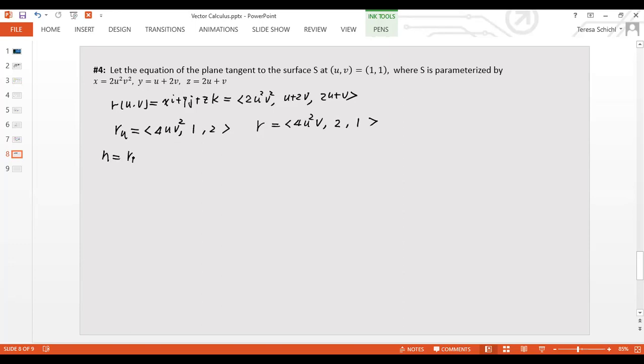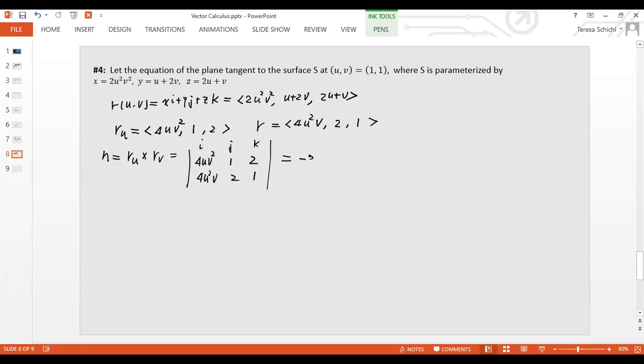The normal vector will be r_u cross r_v. It's the same way you use the determinant method here, right? Put r_u in here: 4uv, 1, 2. Then put r_v here: 2u squared, 2, 1. Then you do the cross product. I assume you know how to do the cross product here.